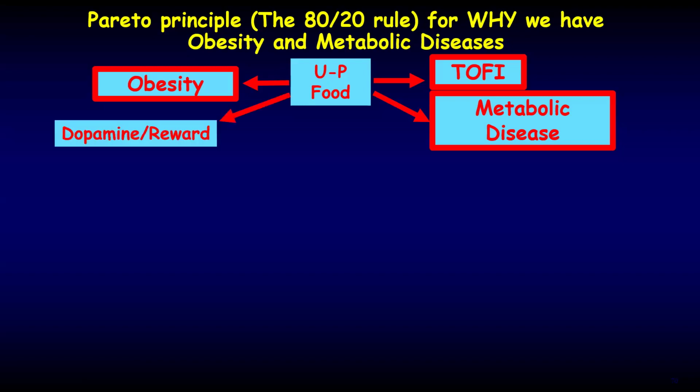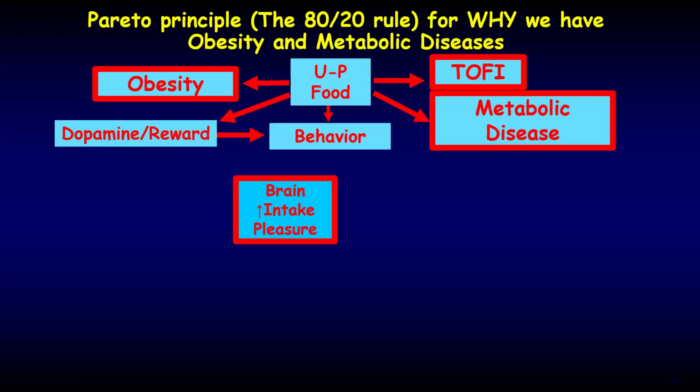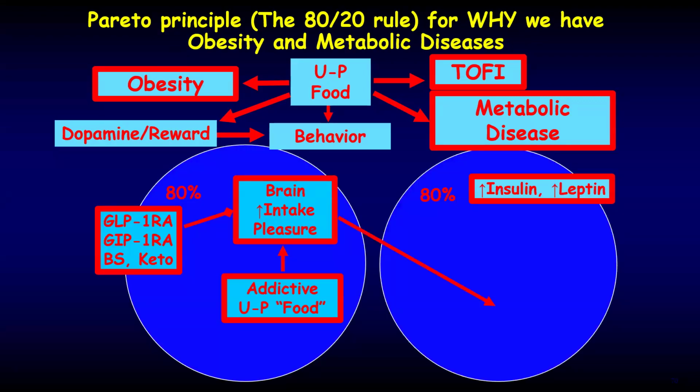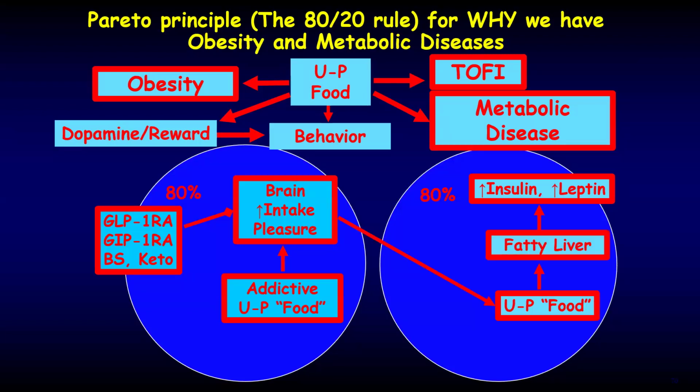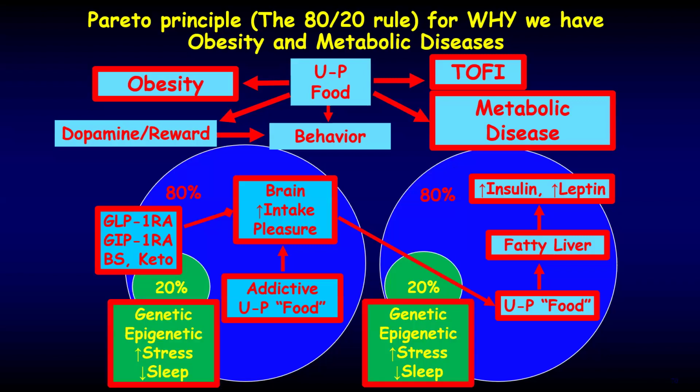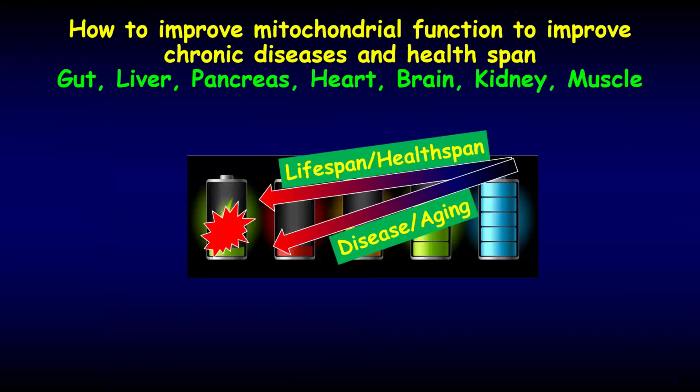And ultra-processed food is what causes 80% of the problem, and the cause is also 80% of the metabolic problem. So there are two issues. One is the obesity. The other one is what's happening inside: the fatty liver and the insulin resistance. So 20% is genes and stress and sleep, which is important.